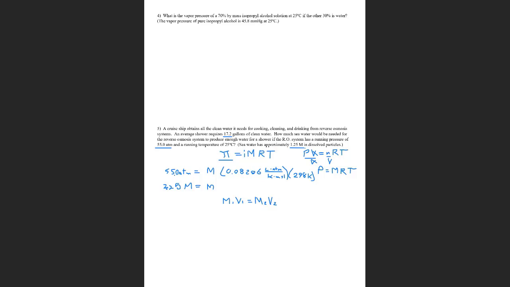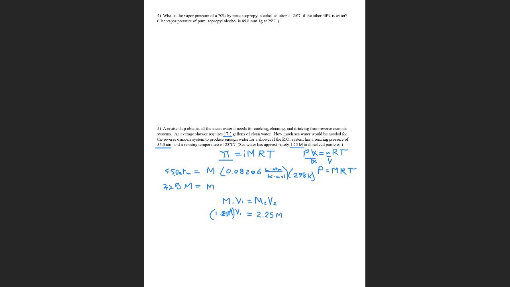Okay, so basically what happens here is that my initial solution is my initial amount of seawater, which I'm actually just going to leave as V1. And then the initial molarity of the seawater is 1.25. But the concentrated molarity, I now know that the most I can concentrate it to is 2.25 molar.